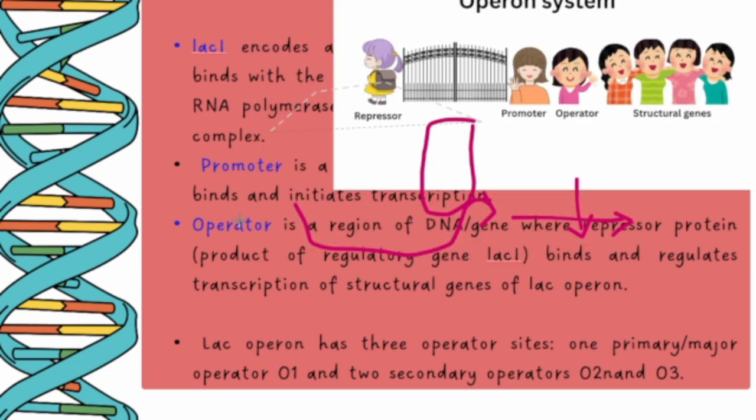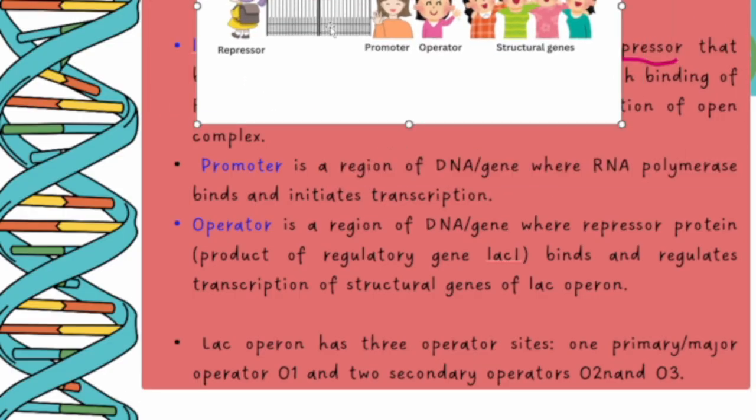So the next component is the promoter. The promoter is required for the RNA polymerase to come and bind so that there is initiation of transcription. And the next is the operator. This operator region is required for the repressor protein. When the repressor protein comes and binds to the operator, it regulates the transcription of the structural genes.